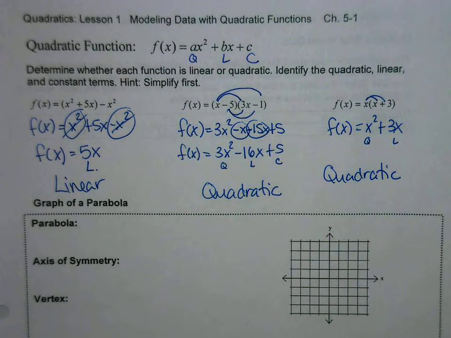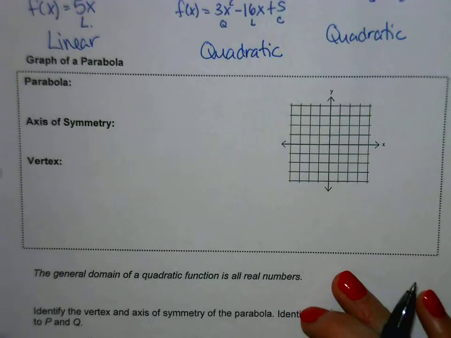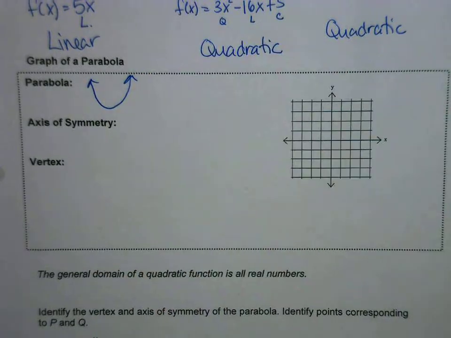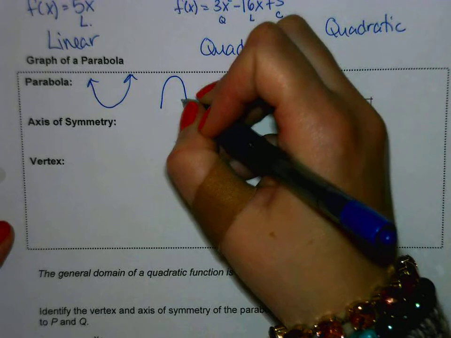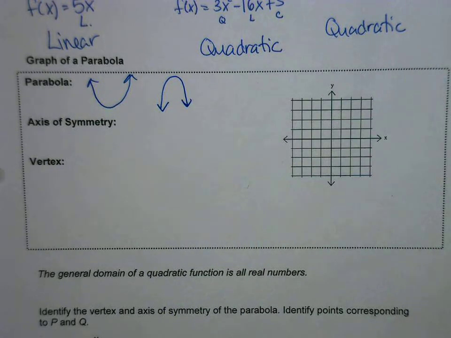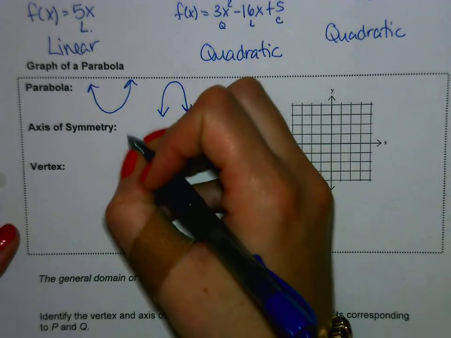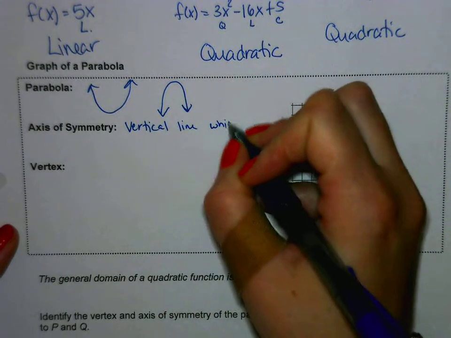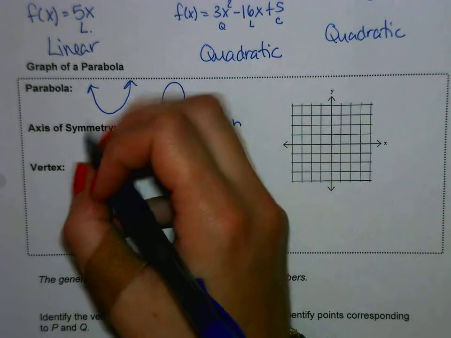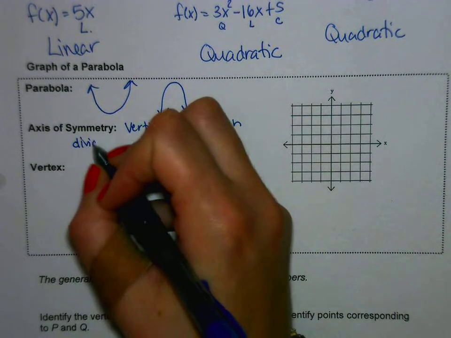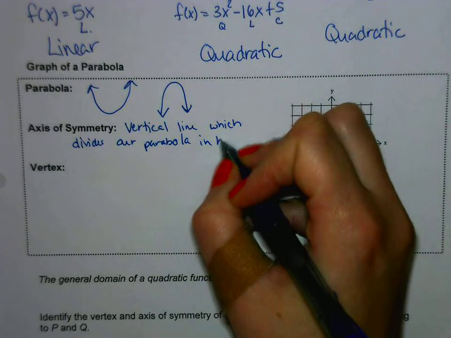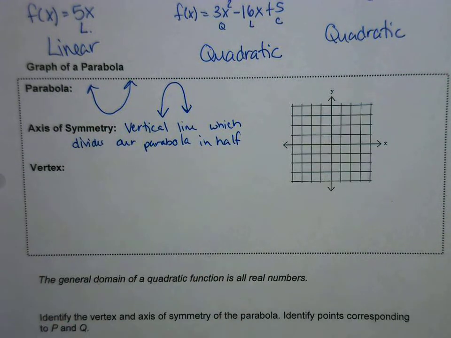So let's look at graphing a parabola. When we are looking at a parabola, it can be facing up or it can be facing down. An axis of symmetry is the vertical line which divides our parabola in half. Meaning it's symmetric, so when it's cut down, both sides are symmetric to each other.